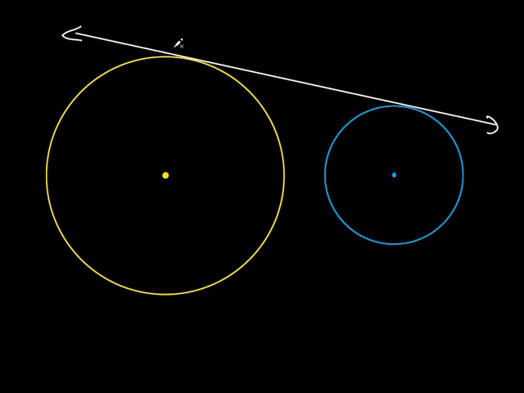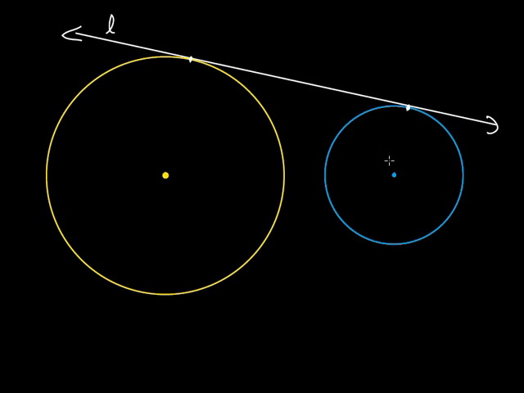I don't have to keep putting arrows on there, but you get the idea. It keeps on going. It's tangent to the yellow circle, and that same tangent line, we'll call it L for line L, is also, it doesn't quite look like it hits right here, but we'll pretend it does. Okay, it's also tangent to the blue one. So if it's tangent to both of them, that's considered a common tangent.